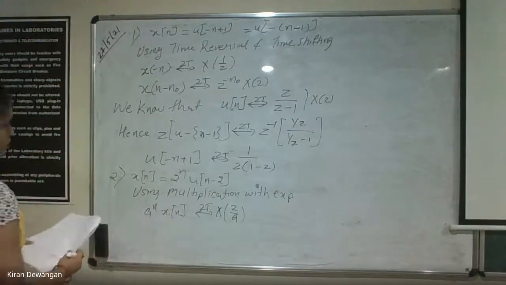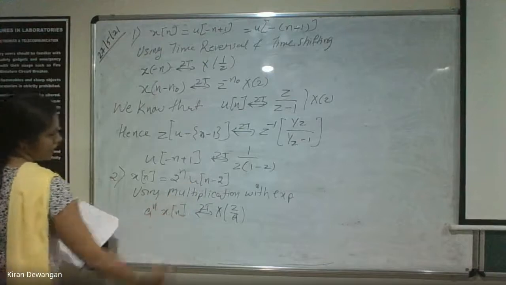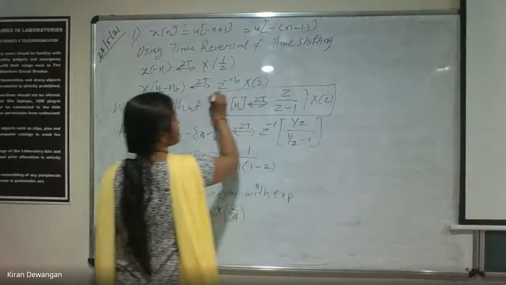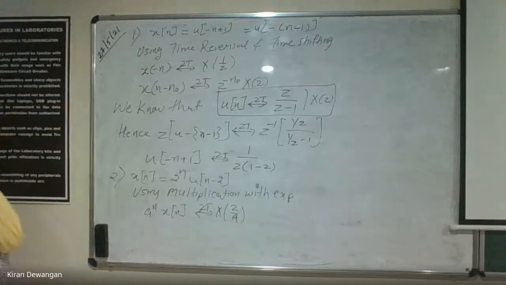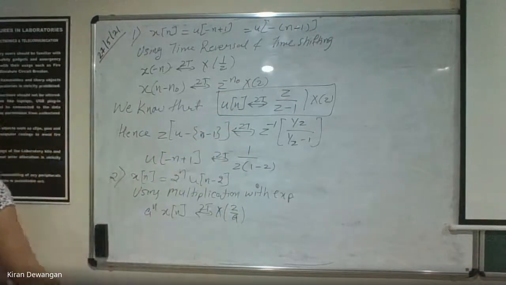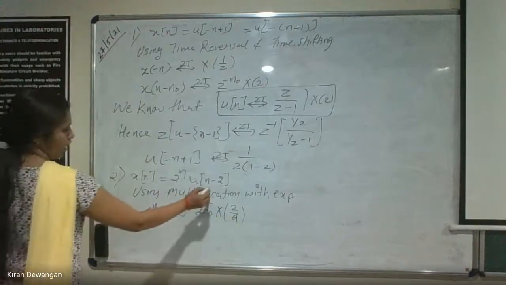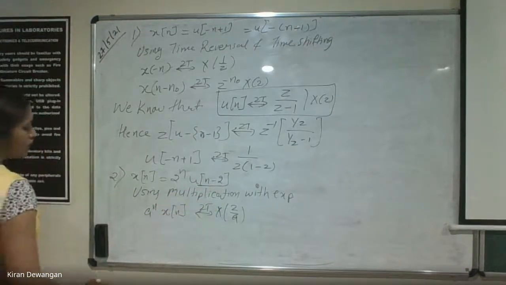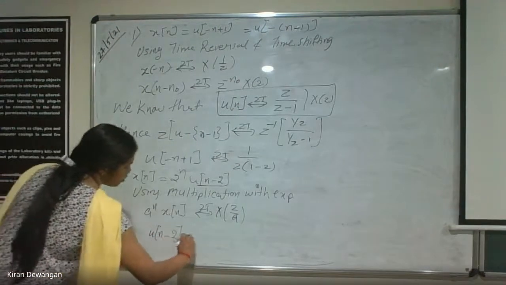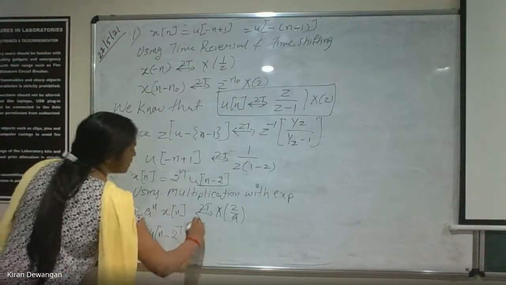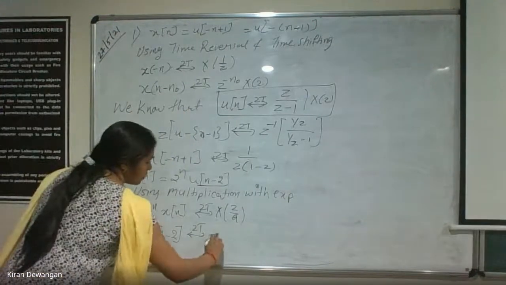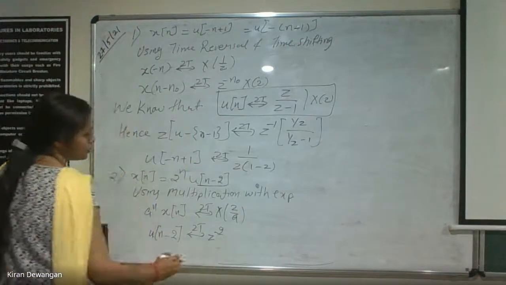Now since we know that u of n has z transform this one, ये तो हमें हमेशा याद रखना है. u of n will have z transform this one. अगर इसमें हम u of n minus 2 करते हैं, that is what do we want actually? u of n minus 2. Then u of n minus 2 will have z transform, n minus 2 will have z to the power minus 2 into what?